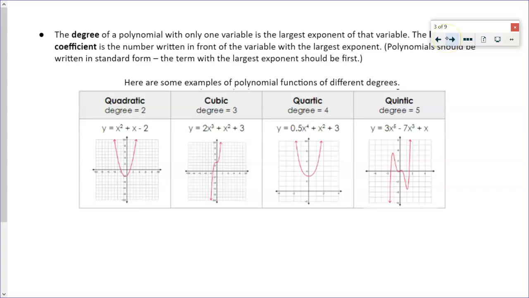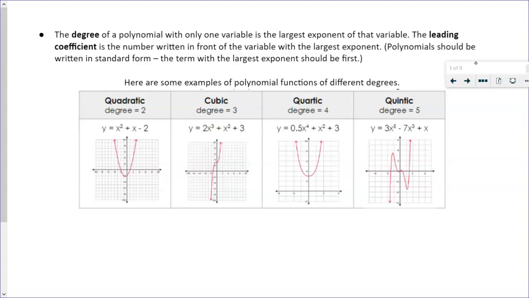All right. So here, the degree of a polynomial with only one variable is the largest exponent of that variable. The leading coefficient is the number written in front of the variable with the largest exponent. A polynomial should be written in standard form. So what does that mean? Okay, that means that we start with the highest degree first.